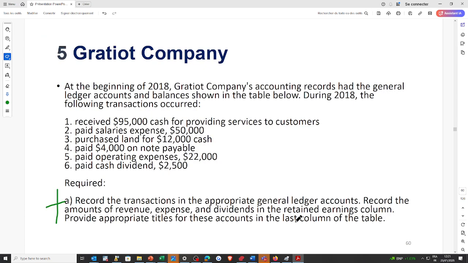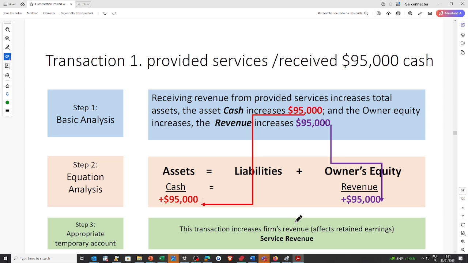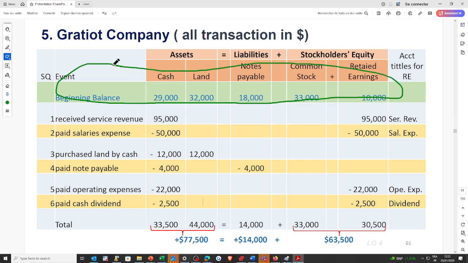In order to do this, we can do a few steps, right? For example, the first row, if you see the table of this transaction, the code is beginning balance. So it means that at the beginning, the company has cash of 25,000, land with a value of 32,000, a liability of 18,000, common stock of 33,000, and retained earnings from last period of 10,000, right? So that is the company's information.